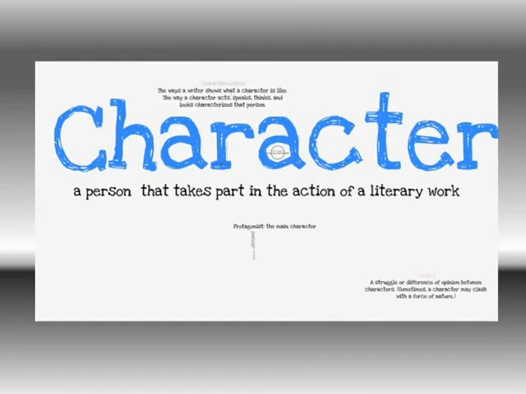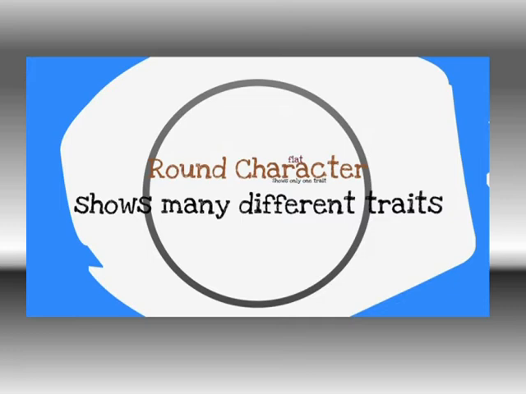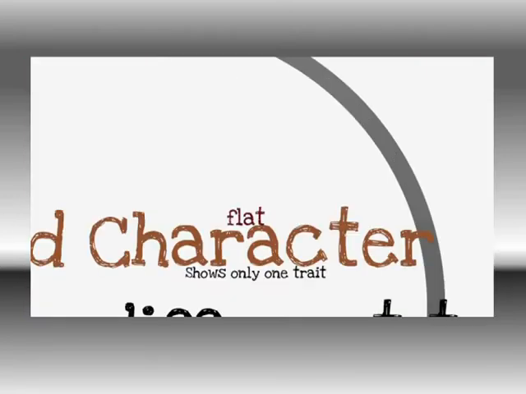A character in a novel is the person who takes part in the action. In a novel, the characters may be many and varied. A round character has many different traits. He or she is a complex character. Round characters make a story more believable and effective. A flat character has only one trait. He or she usually doesn't go through any significant change. Flat characters sometimes support the main character.